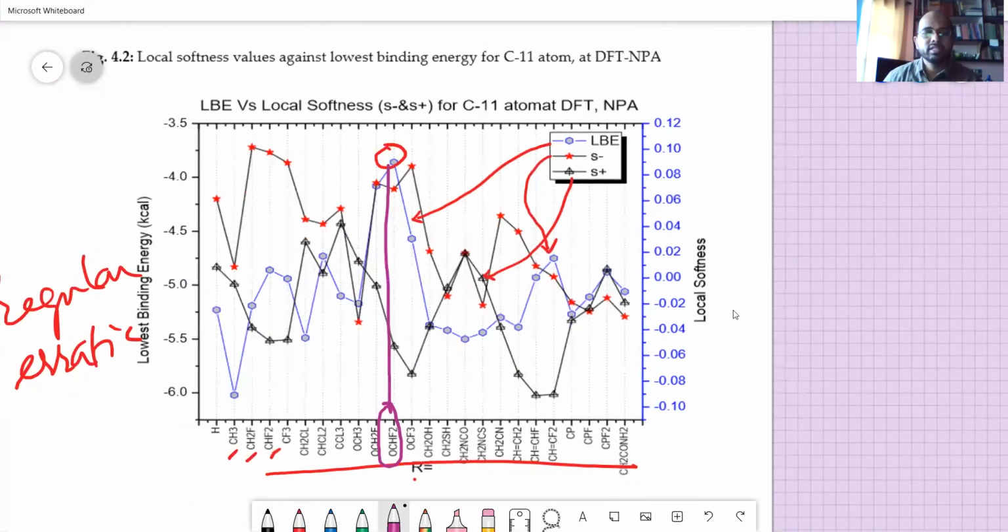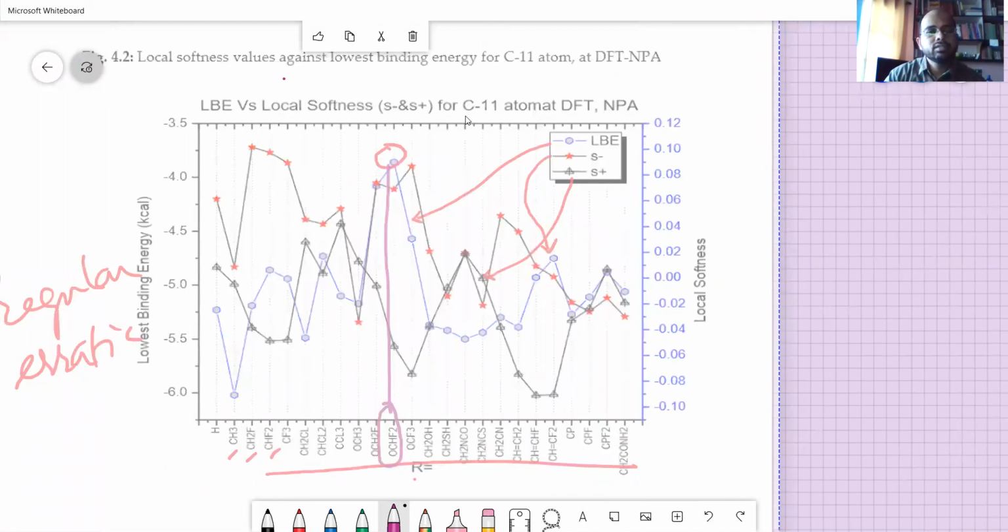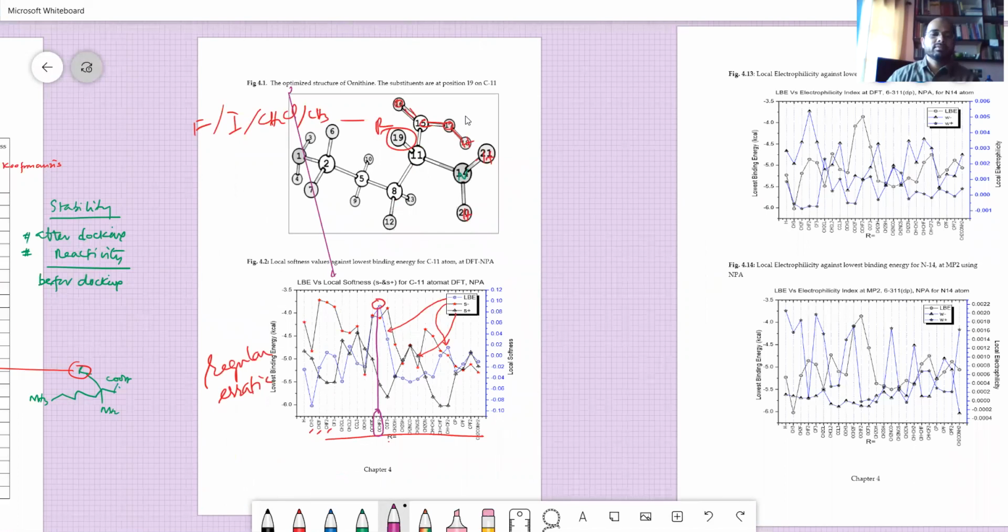Local softness is on the right side. Local softness is given on the right side, and other factors like, for example, for C11. So you can just change this to global softness also. Global softness and local softness I have just told you.